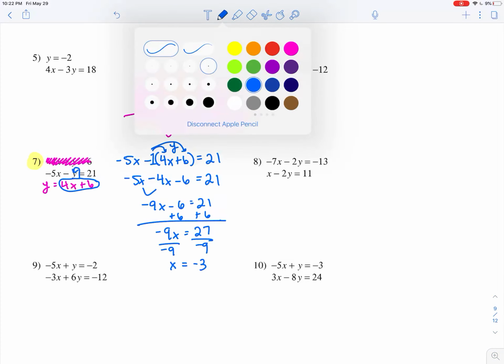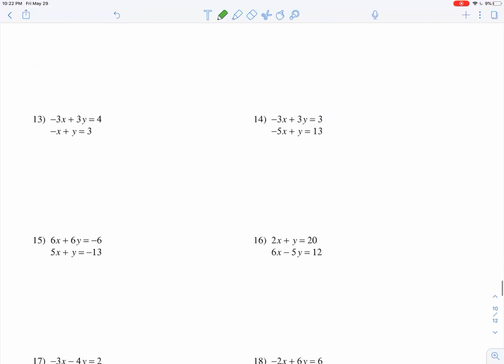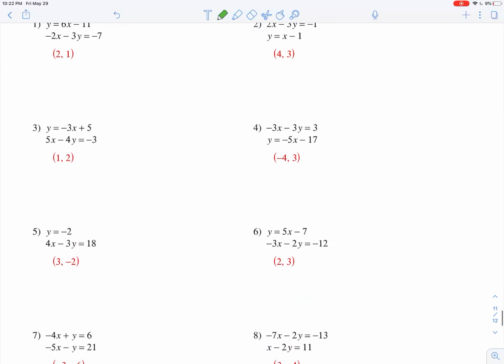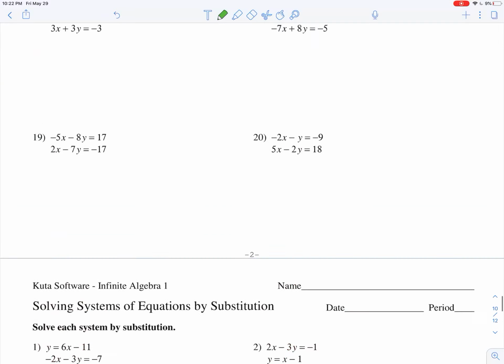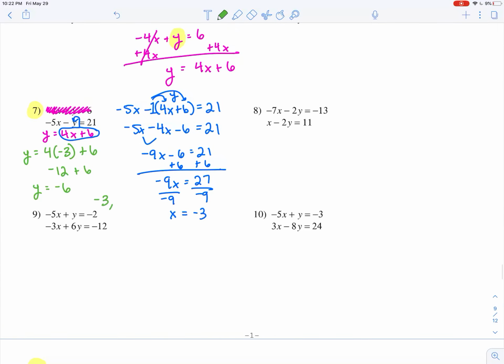Use a different color here. Let's use green. Okay, so y is equal to 4 times x, and we know x is equal to negative 3, plus 6. So that's negative 12 plus 6, which is equal to negative 6. So it looks like my answer is going to be negative 3, negative 6. Let's check our work here. Negative 3, negative 6 for number 7. Perfect. So negative 3, negative 6 is our final answer.